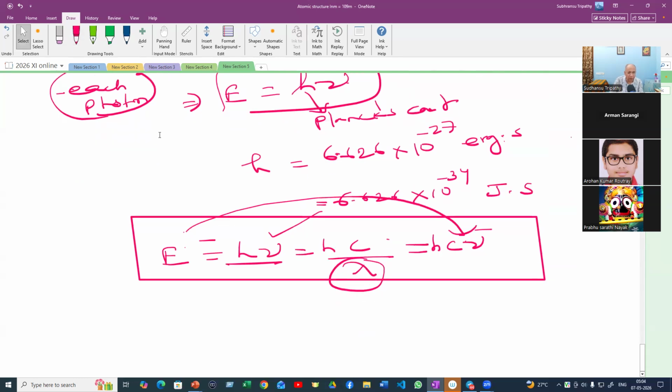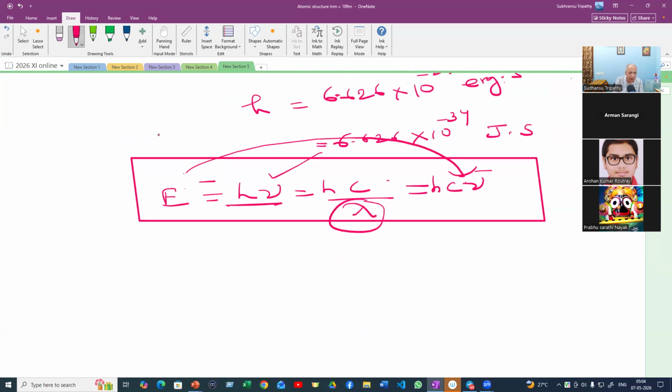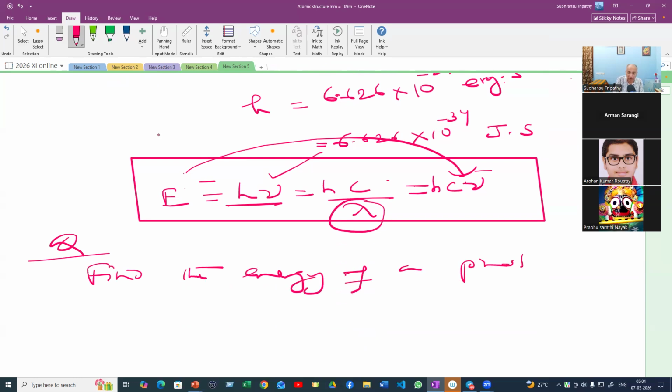Let's solve a problem. Let me see how quickly you can find the energy of a photon having wavelength say 200 angstrom. Can you tell me 200 angstrom belongs to which category of EM radiations?